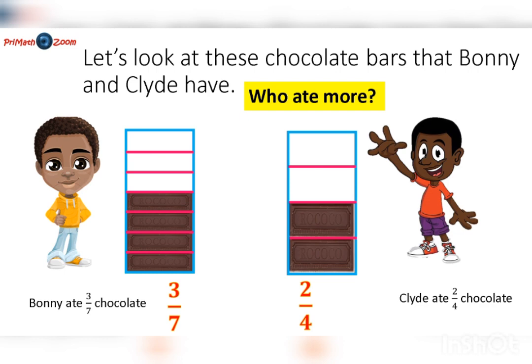Let us use a line to draw halfway between these chocolate bars. In doing so, we can realize that Clyde ate exactly a half. So 2/4 has been eaten from Clyde's chocolate bar, which is the same as a half. But in Bunny's chocolate bar, we realize that he would have eaten less than a half. And this means that Clyde ate more than Bunny. So 3/7 is less than 2/4.